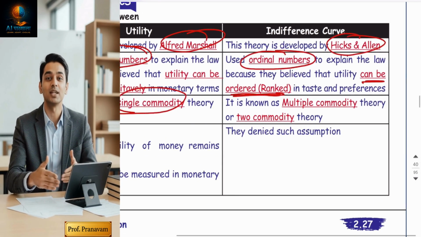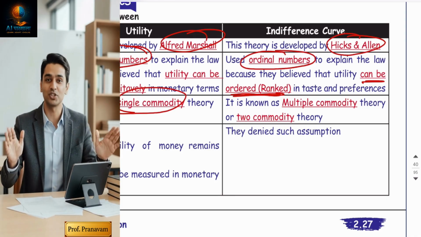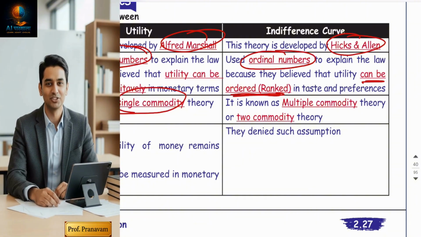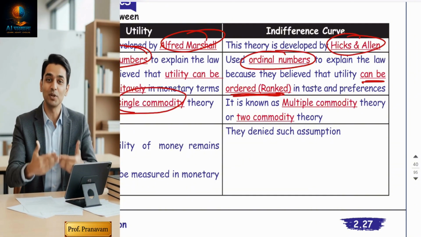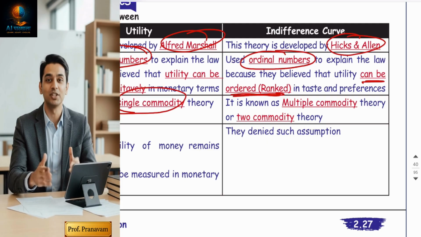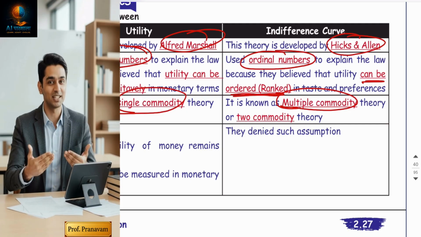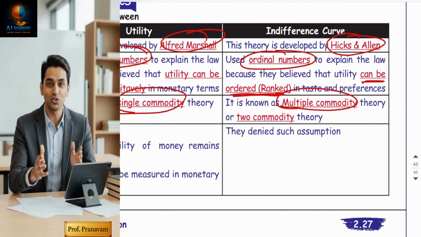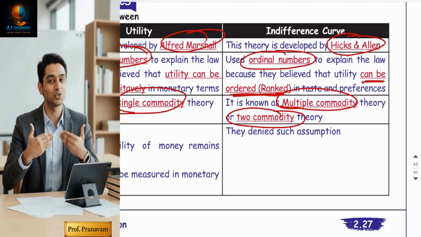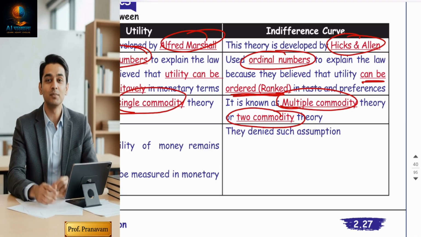But Hicks and Allen, now modern economists, have said that consumer wants are unlimited. They never get satisfied with a single demand at a single time; they always want to satisfy multiple demands at the same time, and only then can they reach maximum satisfaction. So they have considered multiple commodity theory. But in the theory they have assumed two commodities, hence it is also called two commodity theory. Because in economics there are only two axes, x-axis and y-axis, only two commodities can be compared at a time. So the indifference curve is broader.